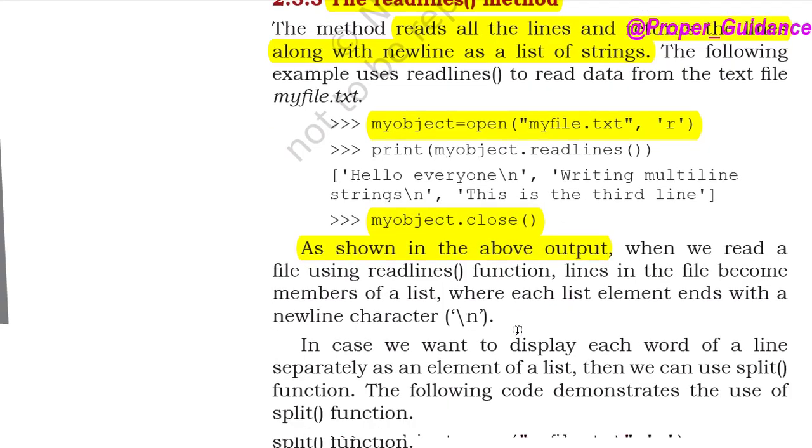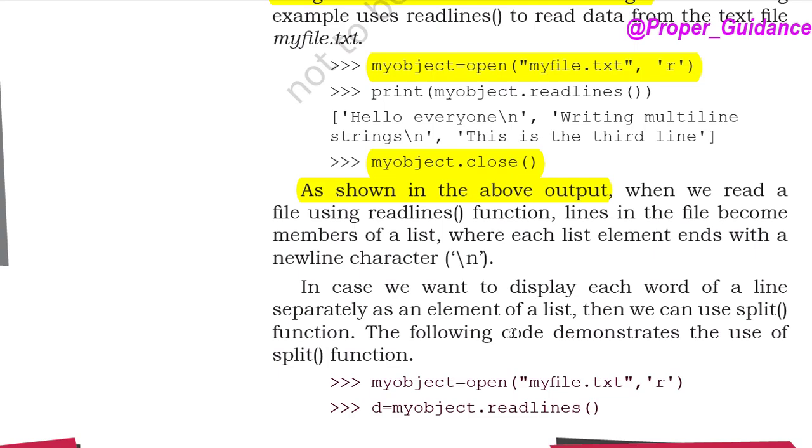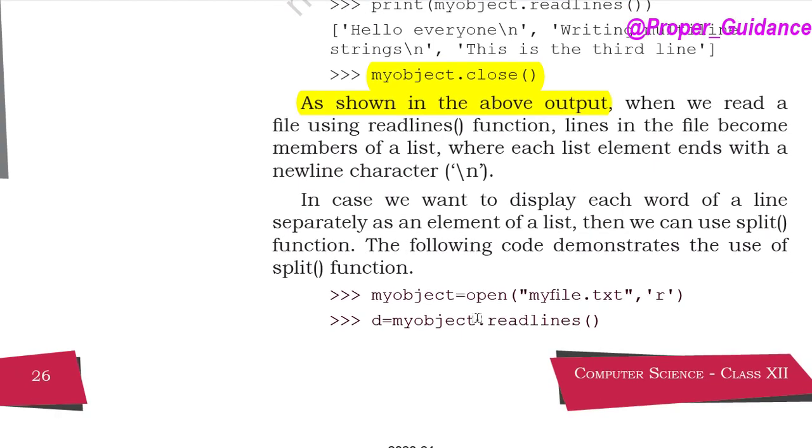As shown in the above output, when we read a file using the readlines function, lines in the file become members of a list where each list element ends with a newline character. In case we want to display each word of a line separately as an element of a list, then we can use the split function. The following code demonstrates the use of the split function.